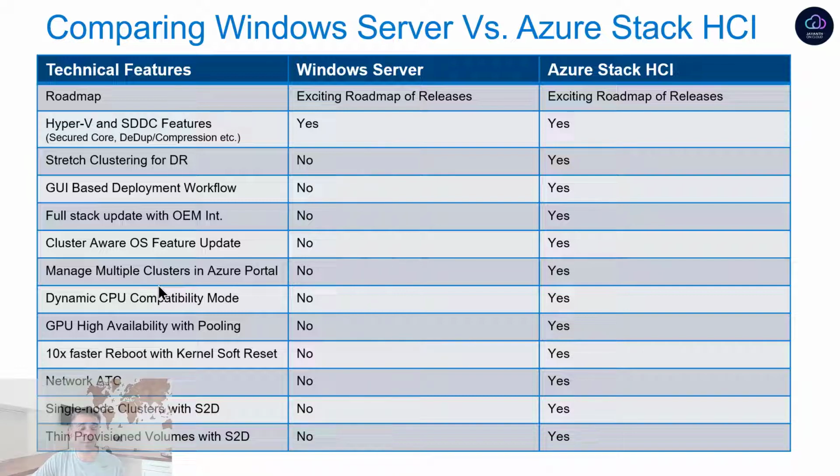So, dynamic CPU compatibility mode. This is made available in 21H2, which is for the Azure Stack HCI only. Which means you can mix and match different generations of processor. For example, you have a Skylake processor, and the latest right now we have is Ice Lake processor. So you can actually mix and match the two generations of processor together to take advantage.